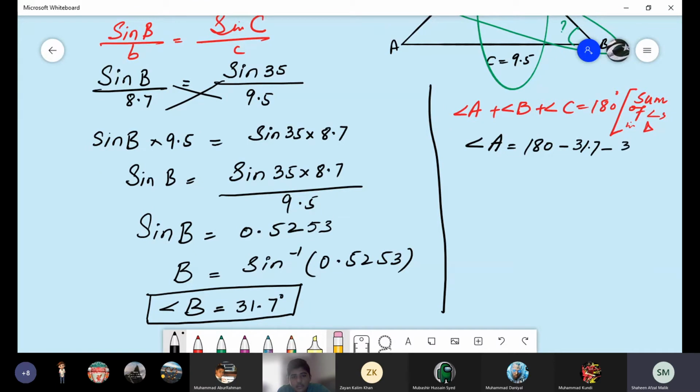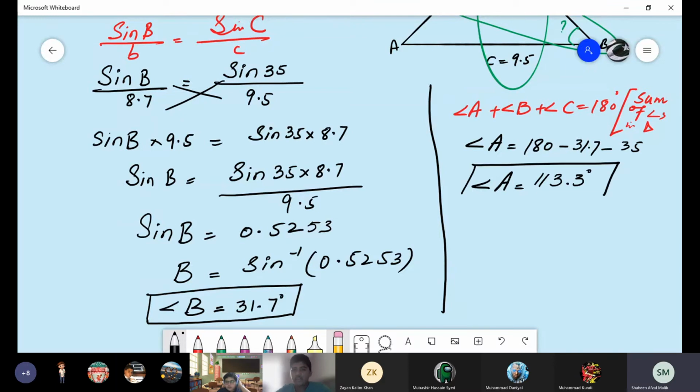What is that angle C? 35. Yes, ma'am. So angle A will be 113.3. 113.3. Okay, now we have all the angles.